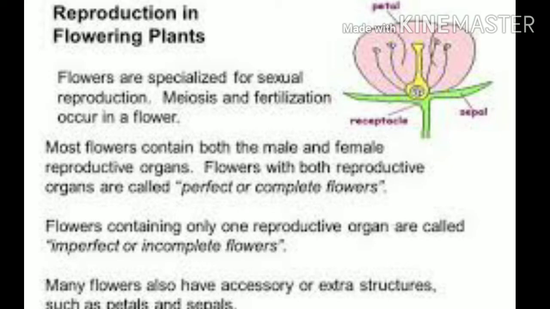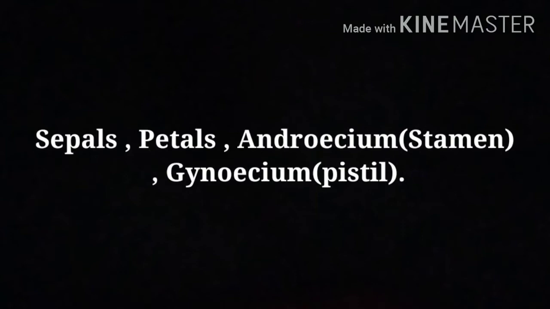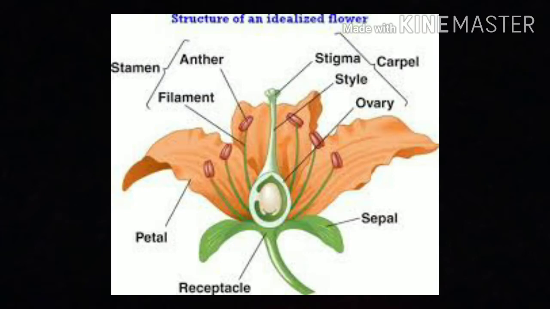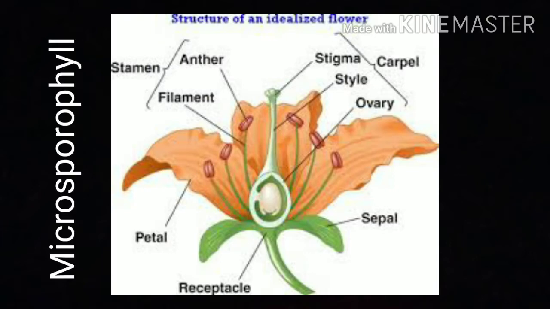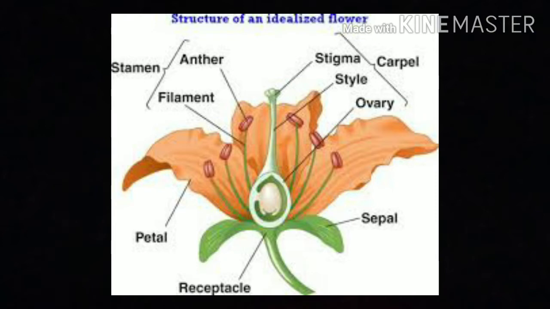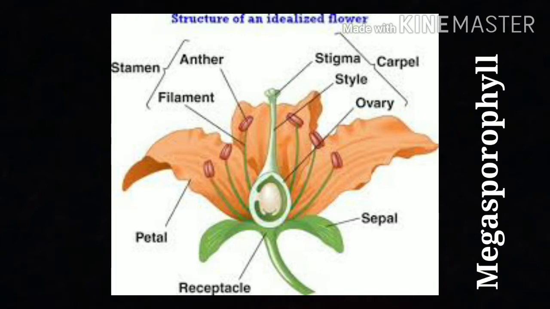Now the question is, the shoot, the branch, consists of a stem and leaf. Now in a flower, leaves are modified into sepals, petals, androecium, and gynoecium. Stamen is the male part and develops from microsporophyll, and pistil is the female part and develops from megasporophyll.